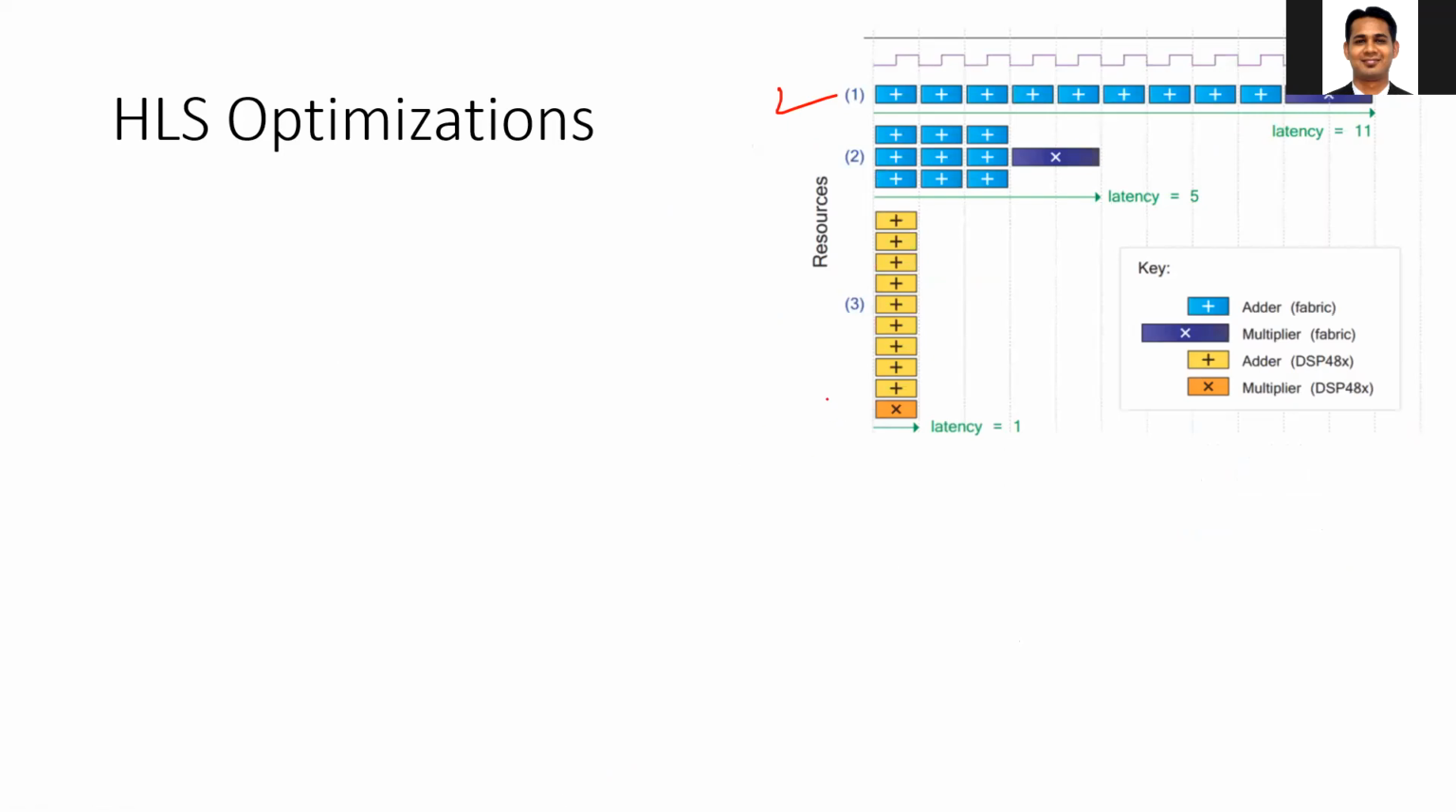The other approach is that I can do all the additions in parallel, followed by the multiplication in a single clock cycle, by using parallel hardware, or a parallel adder unit. In this case, I need more resources, but my latency is significantly reduced.